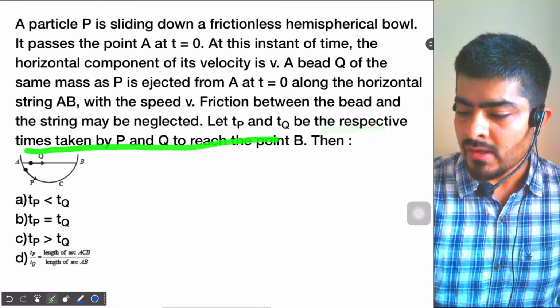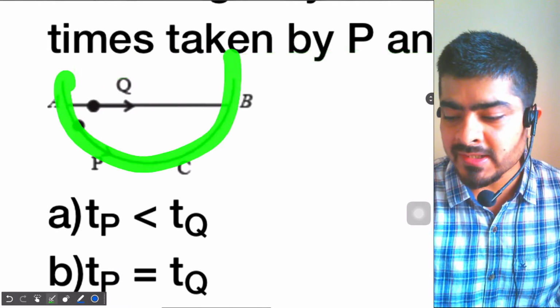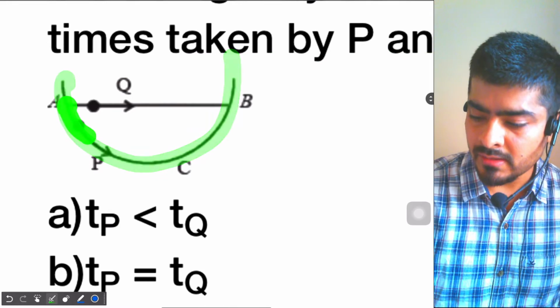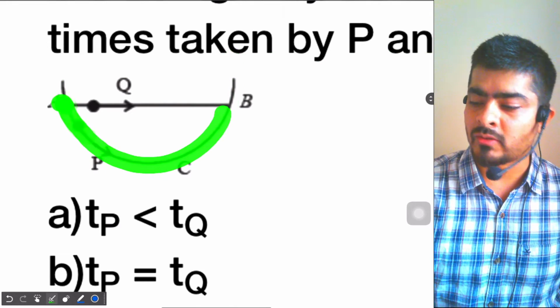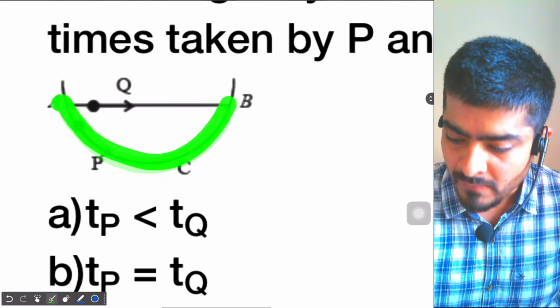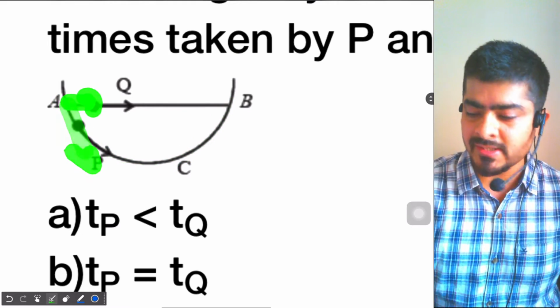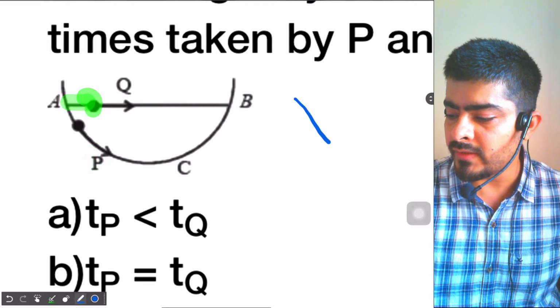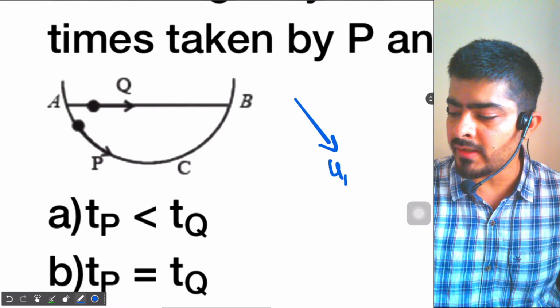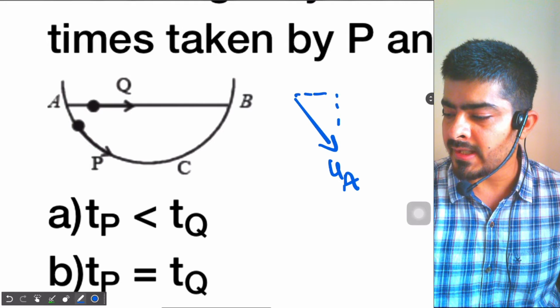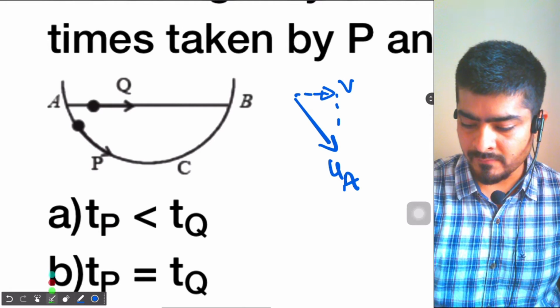Then, so we have got a hemispherical bowl over here. We are releasing a particle P along the bowl. It is traveling along the path of the bowl. But the condition is that when you're giving it some velocity, the x component of velocity is v. If this is your initial velocity of P, its x component is equal to v.